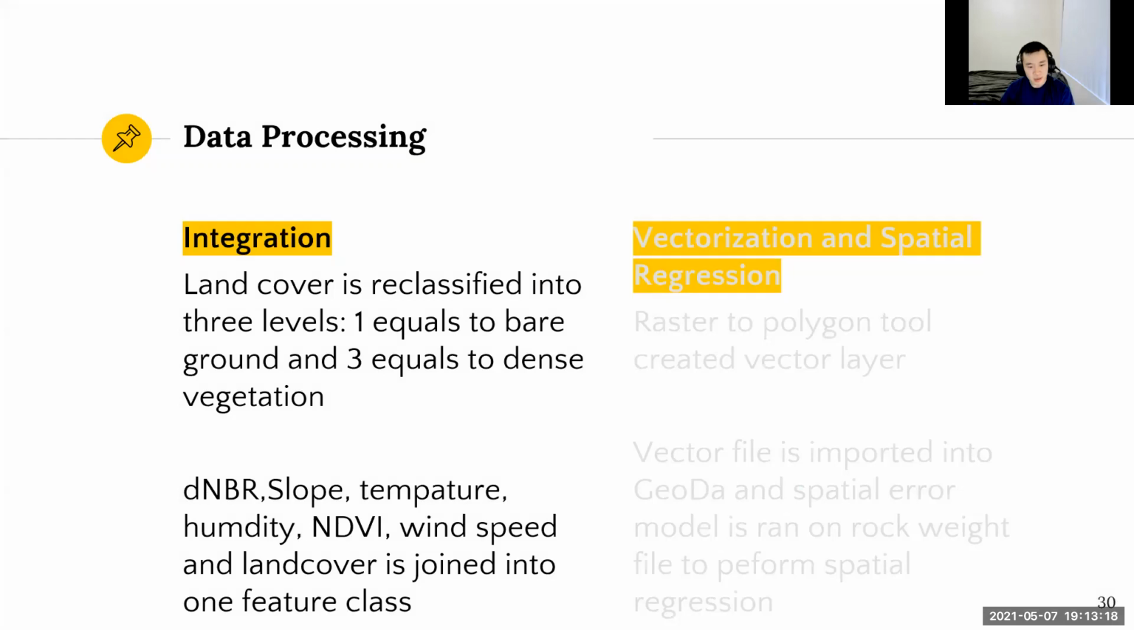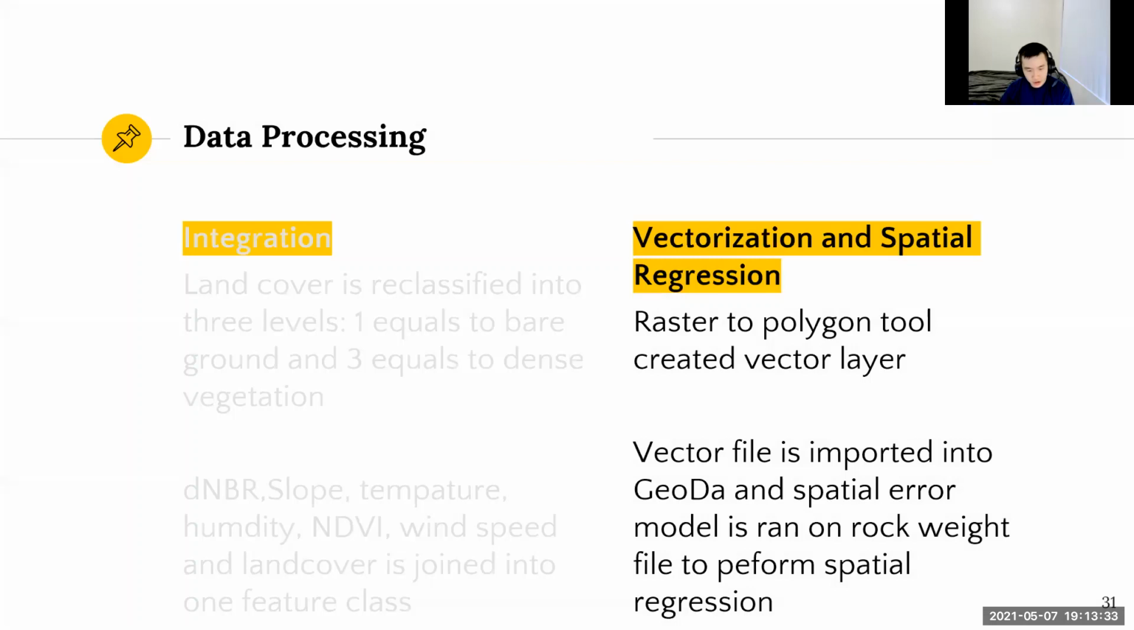Secondly, data preparation is required to import the ArcGIS file into GeoDa. Land cover is coded based on how dense the vegetation is, and a spatial join tool helps to integrate all the data into one single feature class. Then the feature class is vectorized into the appropriate format GeoDa can recognize. In GeoDa, a rook weight file is created because it has better performance on square-defined vectorized data, which is suitable for the polygon vector we created.